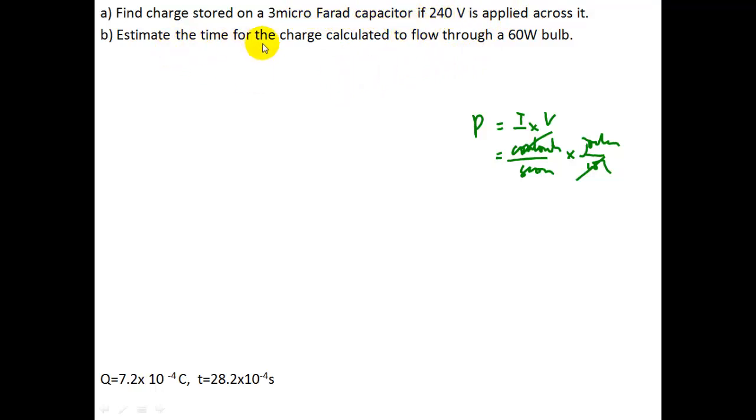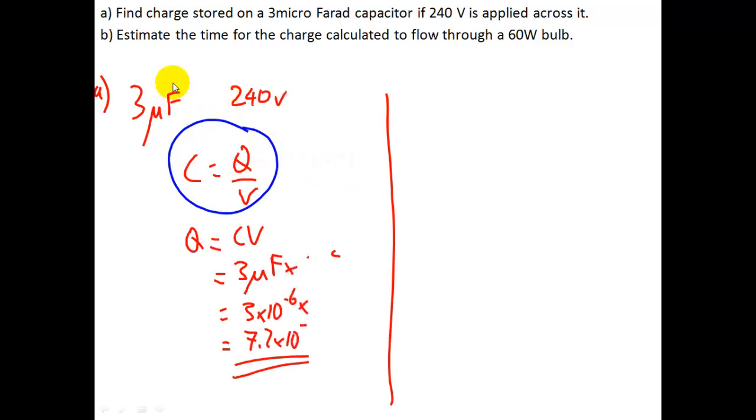Estimate the time for the charge calculated to flow through a 60-watt bulb. We know the voltage, we can work out the current. If we know the current, we know how much charge is flowing per second. This is going to be the initial current, by the way. So it actually is going to take more than this, because as the charge builds up, then it builds up slower. And these are the values you should end up with.